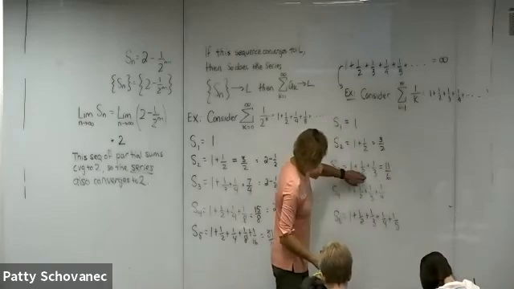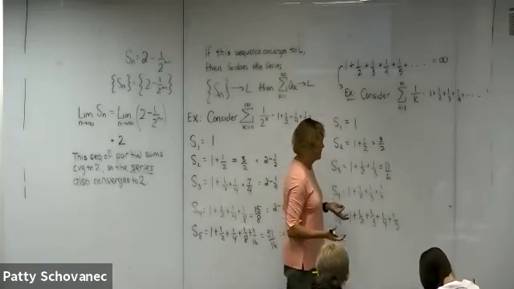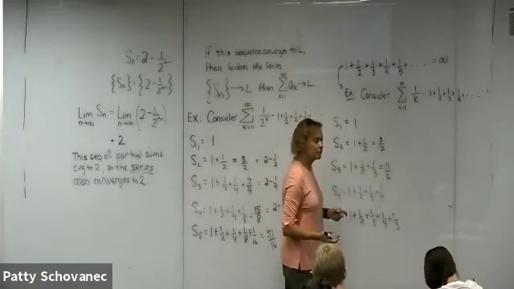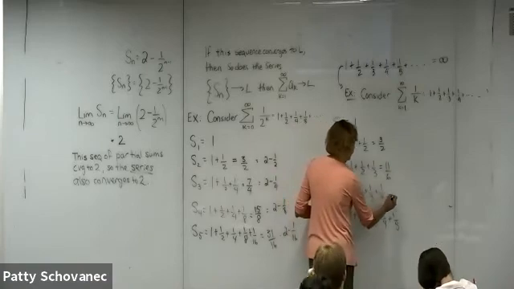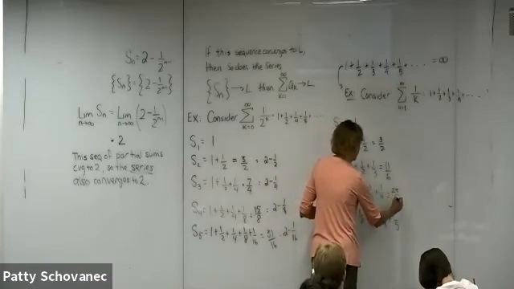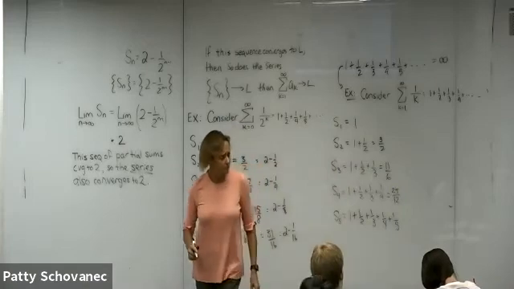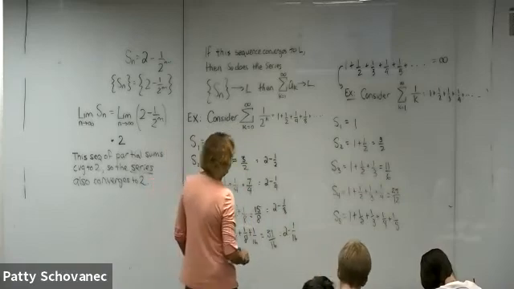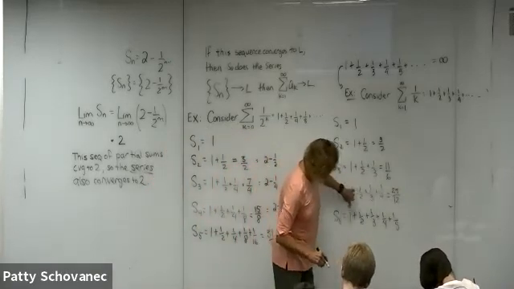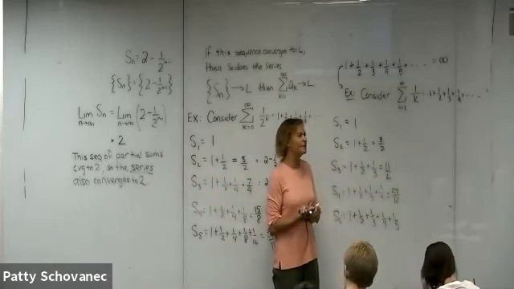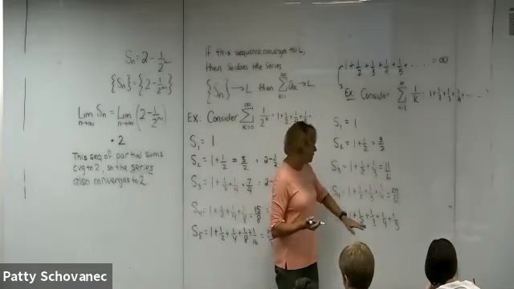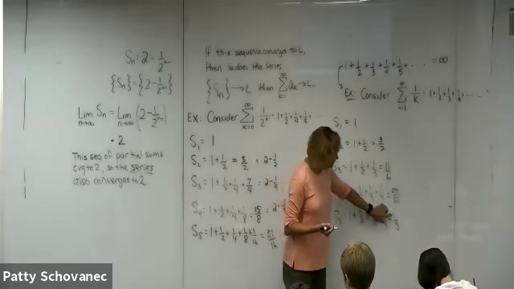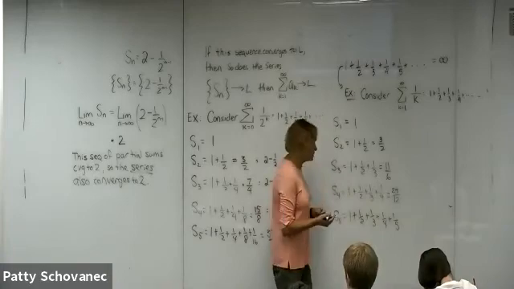All right, so let's take 11/6 and add 1/4. Common denominator of 12. That's 22 12s plus 3 12s is 25 12s. Did I do that right? Yeah, that's okay. So now I'm going to add 25/12 to 1/5, so a common denominator is 60. 5 times 25 is 125 plus 12 is 137 over 60.